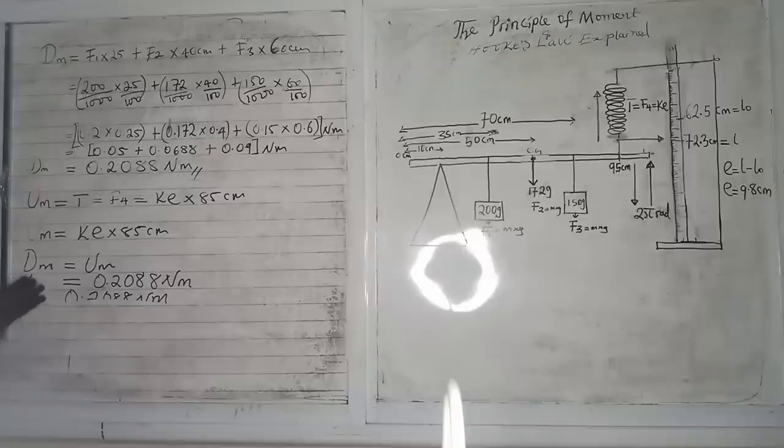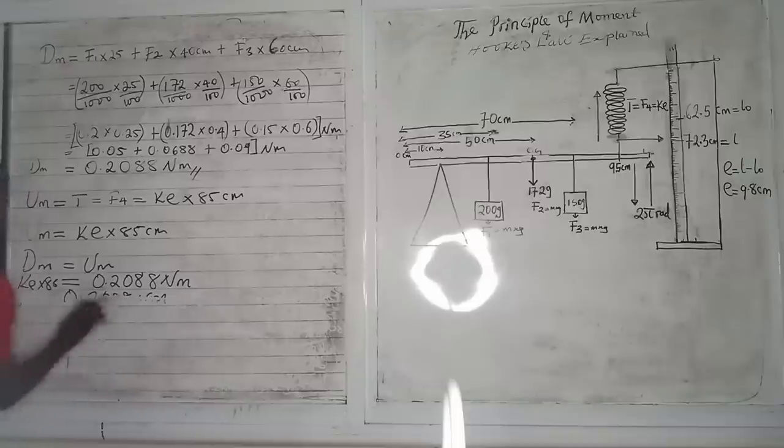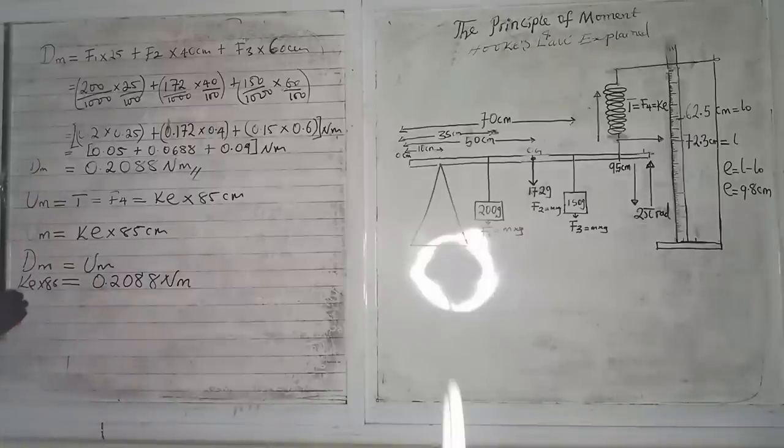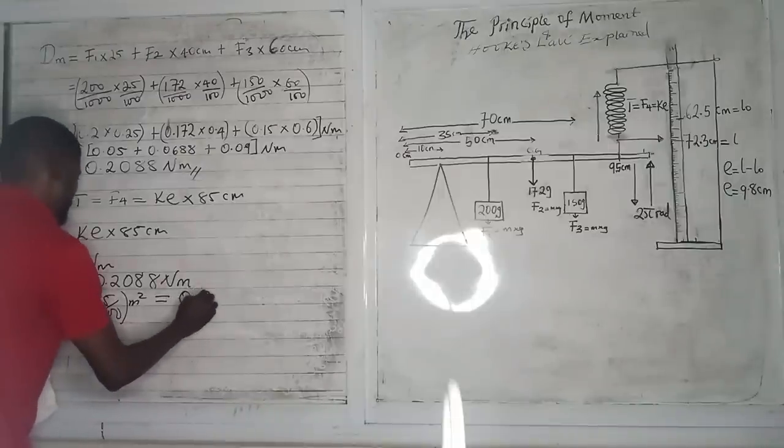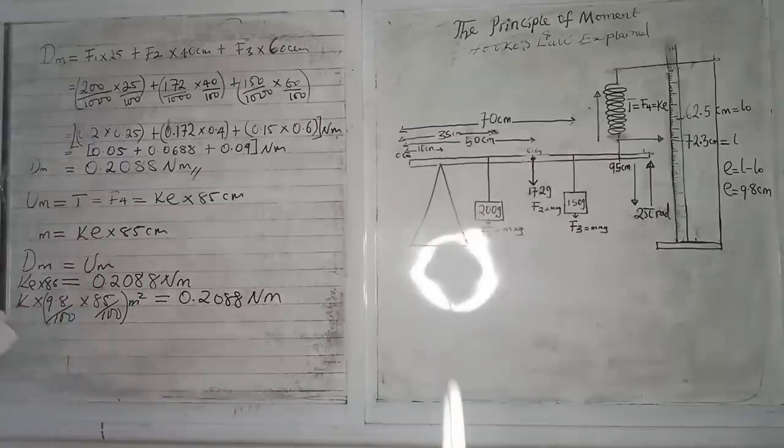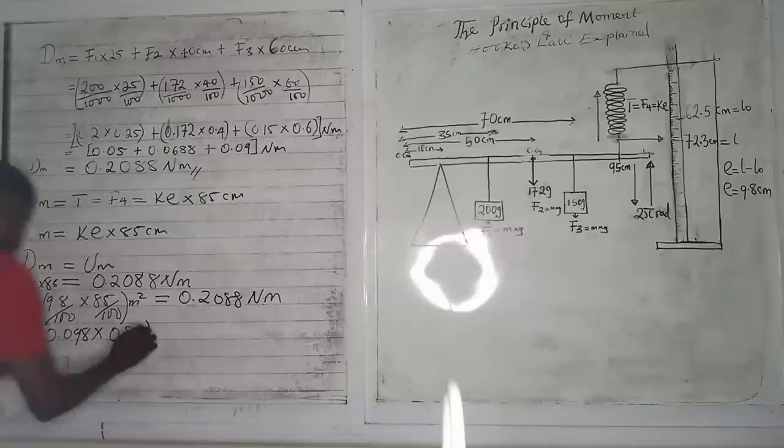The total downward moment is equal to Ke times 85. So we are going to write that our extension, our K times 9.8 divided by 100 times 85 divided by 100, that will give us meter squared, is equal to 0.2088 Newton meter. So we are having 9.8 divided by 100, and that will give us 0.098, times 85 divided by 100, that will give us 0.85. And the answer will be in Newton meter.